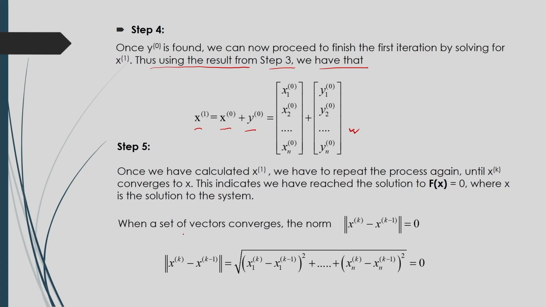Now, when a set of vectors converges, the norm of xk minus x(k-1) will be equal to 0, and it will be defined as the square root of (x1^k minus x1^(k-1)) whole square plus (x2^k minus x2^(k-1)) whole square plus up to (xn^k minus xn^(k-1)) whole square, and that will equal 0.